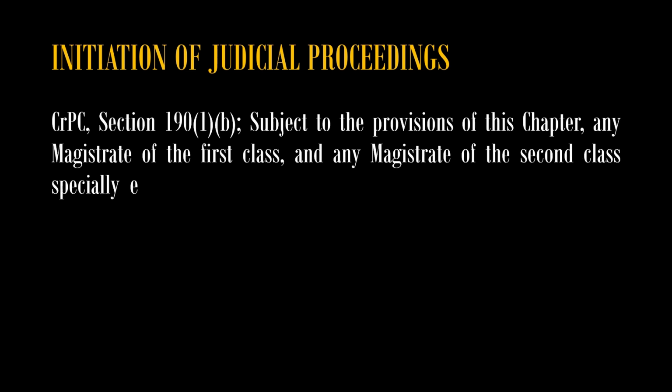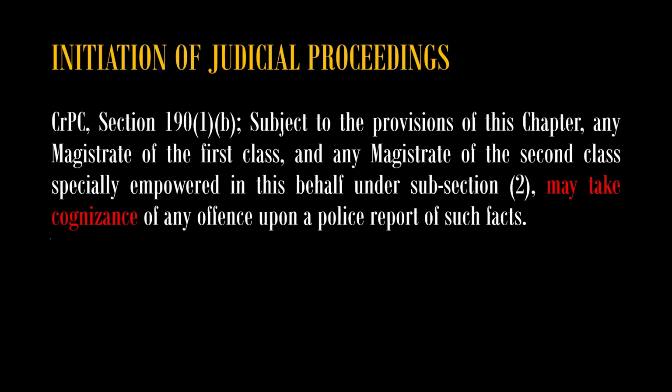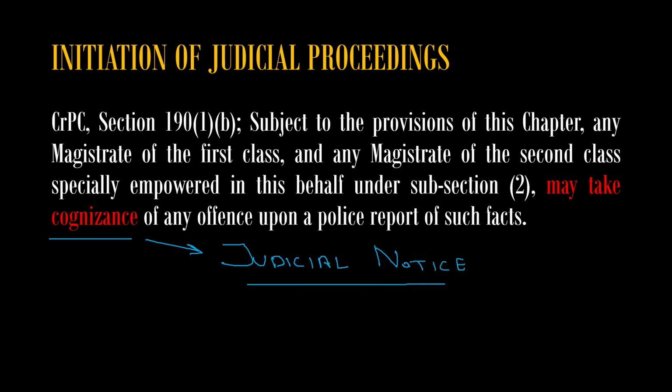Now that the police report has been filed, the trial has not yet begun. It would begin only when the magistrate would take cognizance of the offence. Here, cognizance means to take a judicial notice. Now, this judicial notice by a magistrate, that is the cognizance by a magistrate on a police report, would be taken under CRPC Section 190, subsection 1, clause B.